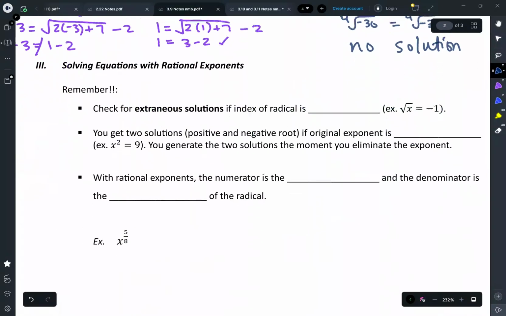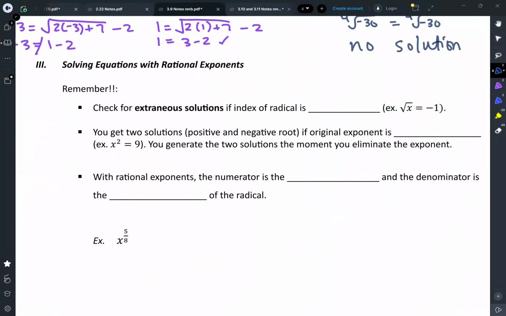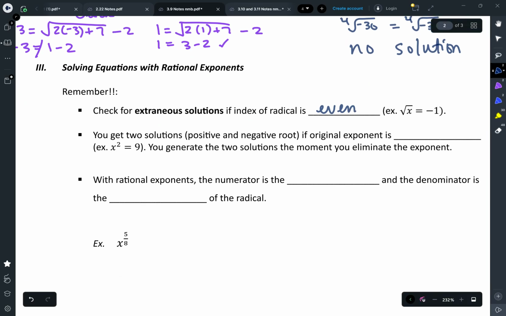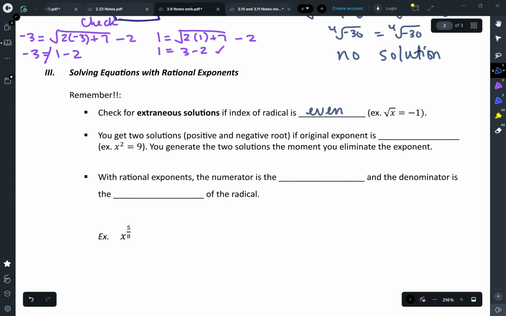All right, on to the next section, solving equations with rational exponents. So we want to check for extraneous solutions if the index of the radical is even. And that's what we talked about on the last one, right? A fourth root was even. You get two solutions, positive and negative root. These are just things to remember. You get two solutions, positive and negative root, if the original exponent is even.